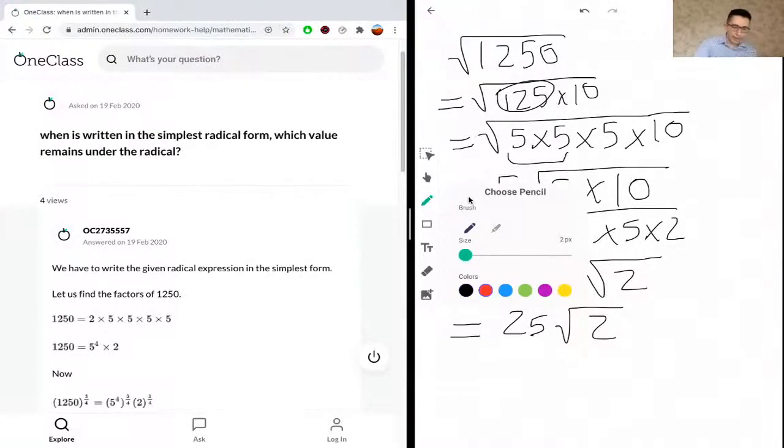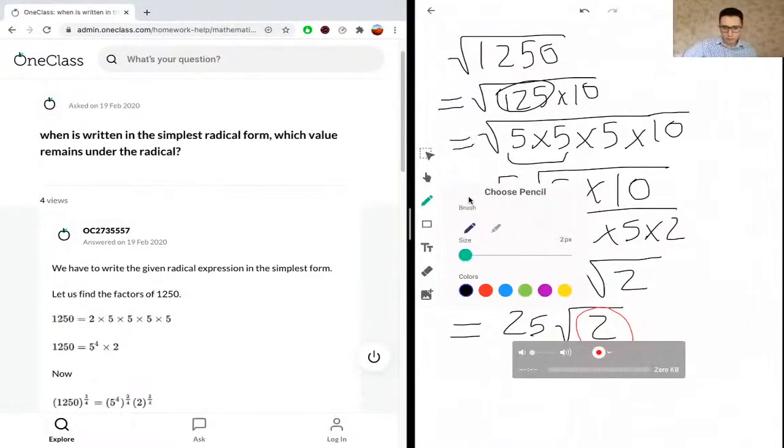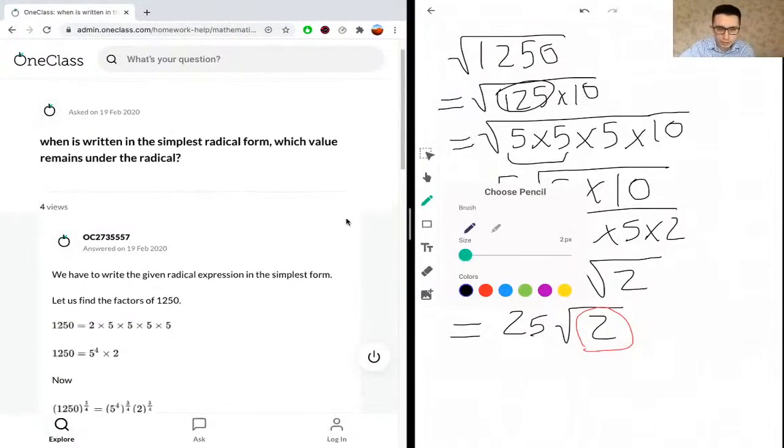And we can say that the value that remains under the radical in the simplest radical form is 2. And we can't really simplify 2 any further. The only factors of 2 are 1 and 2, so we can't really simplify that. So let's look at the solution here.